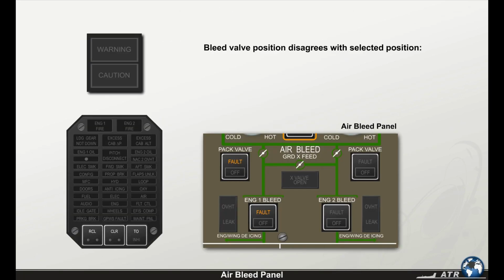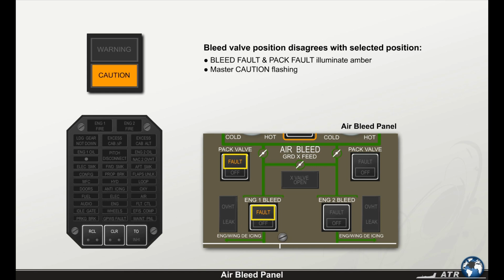When the bleed valve position disagrees with the selected position, the associated bleed and pack fault lights illuminate amber. The CCAS is activated and generates a master caution flashing light. The amber air light on the CAP illuminates and a single chime sounds.